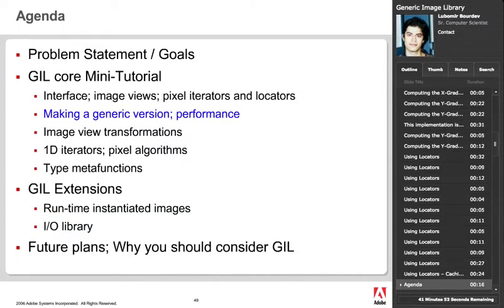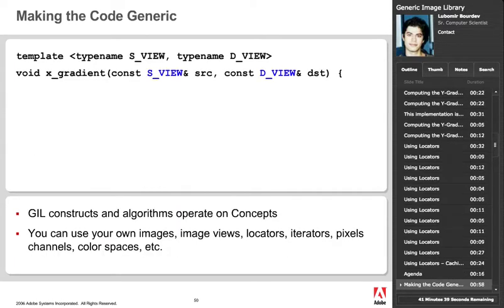So far we have seen how to write a horizontal and a vertical gradient efficiently, but it still works only for 8-bit grayscale images. Let us now try to make our algorithm generic. The first thing to change is to replace the concrete image views with templated parameters. GIL operates on concepts. It does not require you to use a specific class to represent your image view or any other GIL construct. It only requires that the object you pass in satisfies the requirements of an image view.